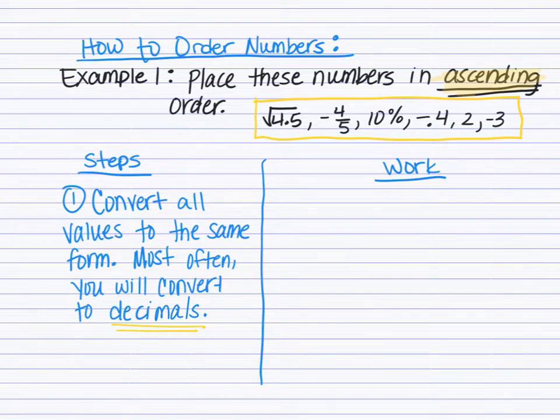So we're going to start out with the square root of 4.5, and when I enter this into my calculator, you're going to type second square root 4.5 and then enter.